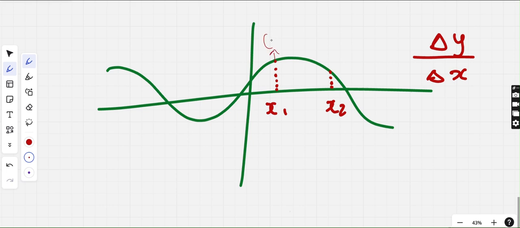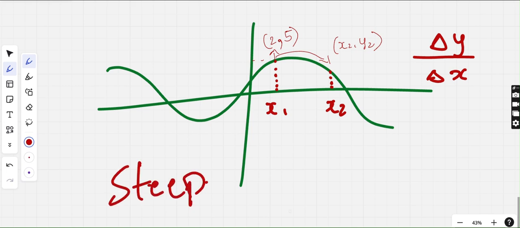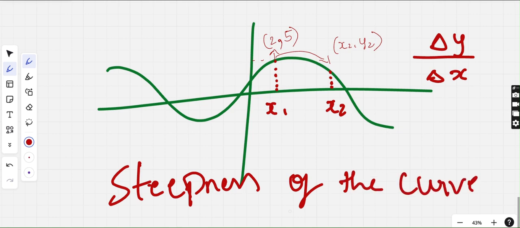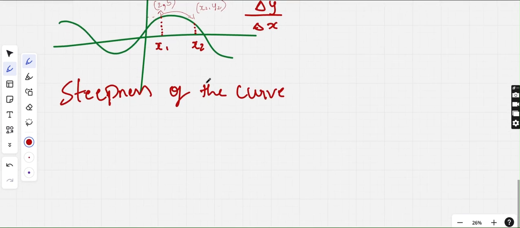Usually we are aware of one of the values, like this one, let's say around 2.2 comma 5, and we don't know the other point, so let's take x2 and y2. If we know this much information, we can understand the rate of change of this curve, its direction, and whether this curve is increasing or decreasing. What I mean here is the steepness of the curve. So we get three pieces of information.